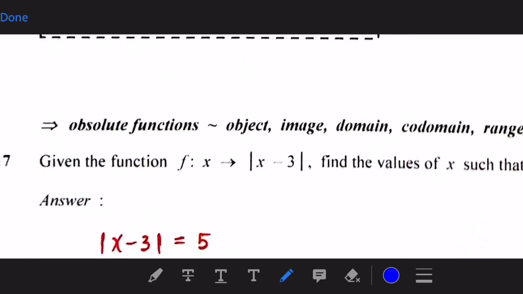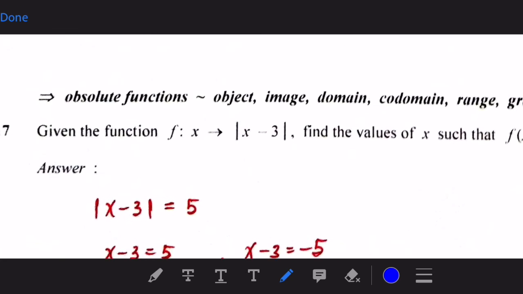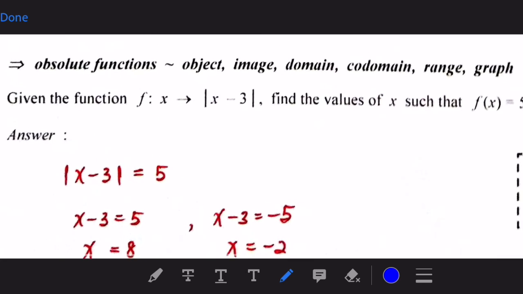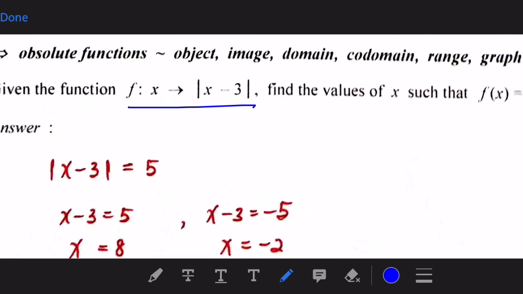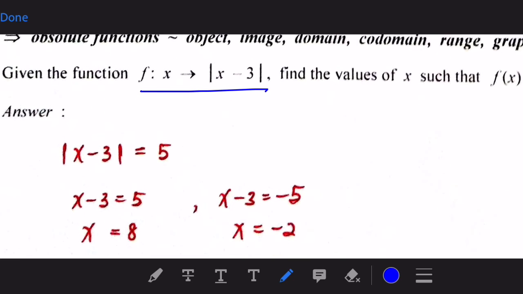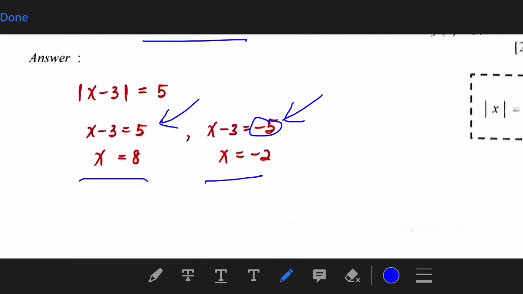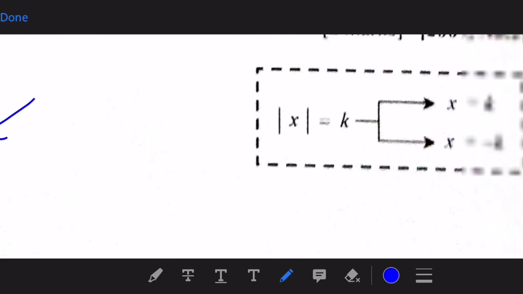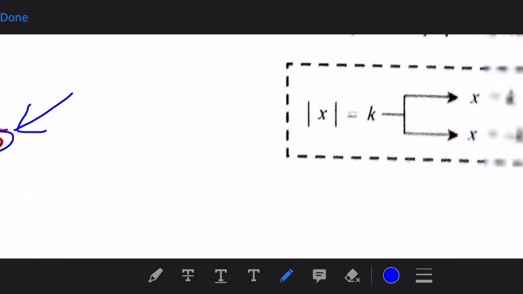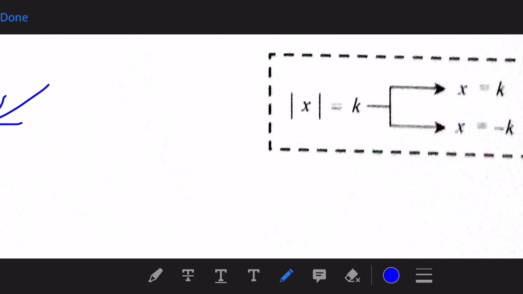Remember that? Okay, for absolute function, meaning that we are having modulus. Remember, when there is a modulus, when you solve the modulus, make sure you have a positive and negative here. Here positive, here negative 5. Right? So then you will have two answers. So the modulus concept, please remember, when you open the modulus, you will always have positive and negative k, right? Remember that? This is very important.